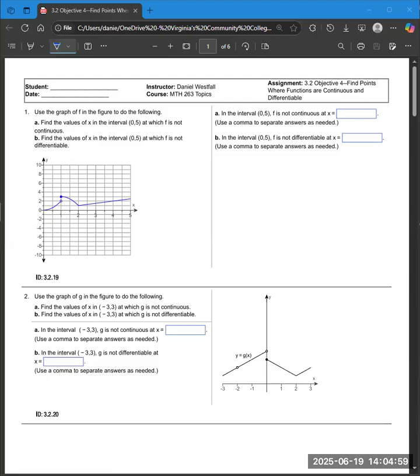All right, in this video, we're going to talk about 3.2 Objective 4, where we find points where the functions are continuous and differentiable. Let's go ahead and get started.